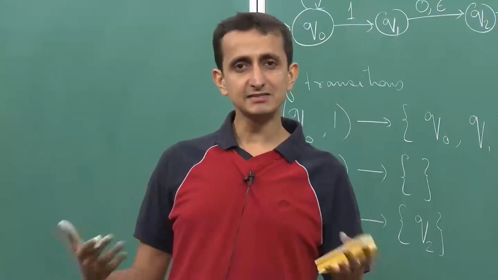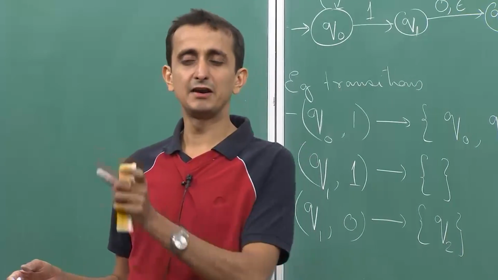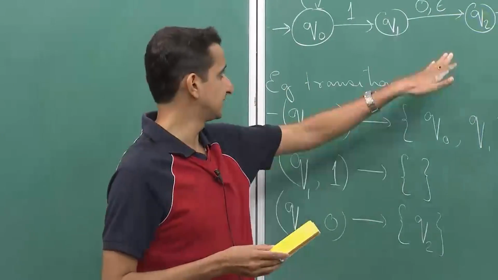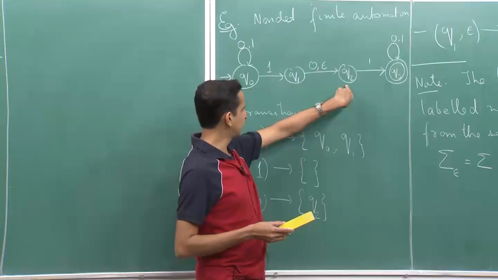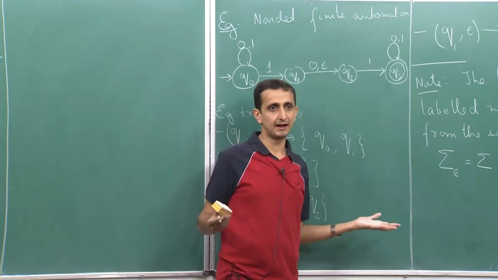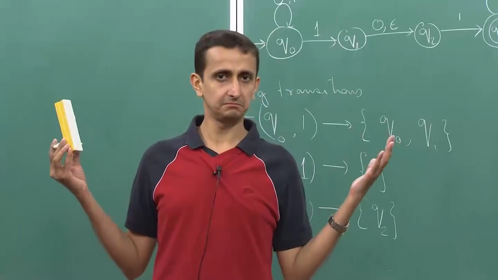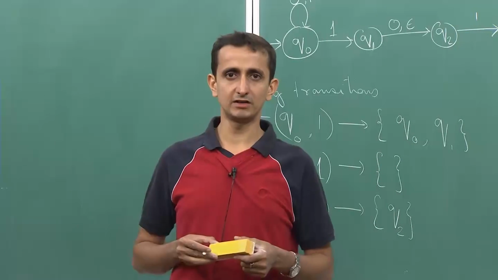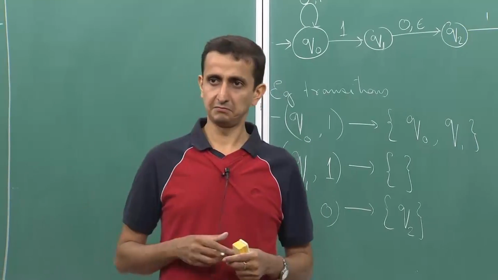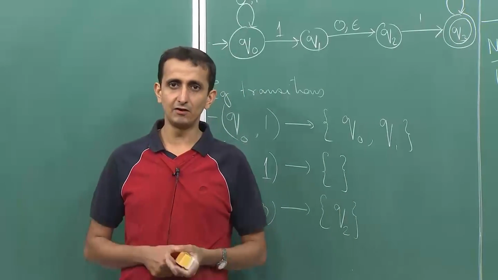Suppose at some point it reaches a state, and from that state on a particular symbol there are no outgoing transitions. For example, in this case we had that from Q2 on a 0 there are no outgoing transitions. Such a thing can happen, in which case that particular clone just dies out. That clone does not survive, but the other clones are of course still present.